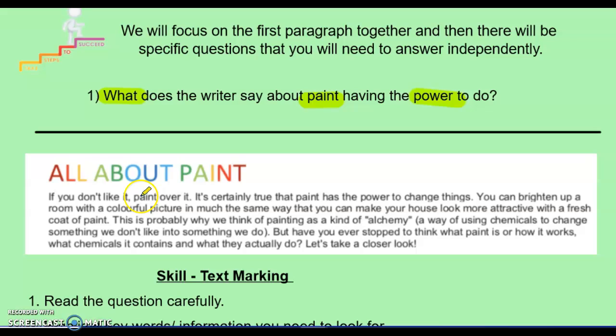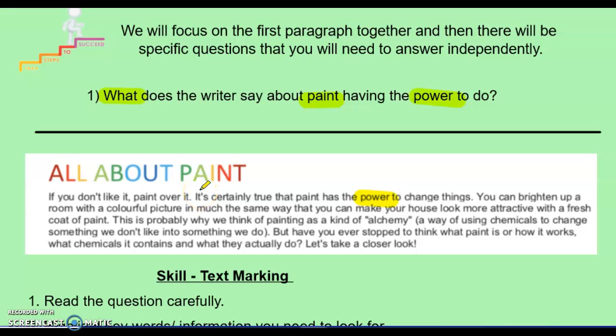Oh, I know I've got paint here. Could read that sentence. If you don't like it, paint over it. That's not telling me information that links to that question. I'm going to skim over it. Oh, I found the word power. I'm going to highlight that because that was in my question. Now I'm going to read the whole sentence that word is in.